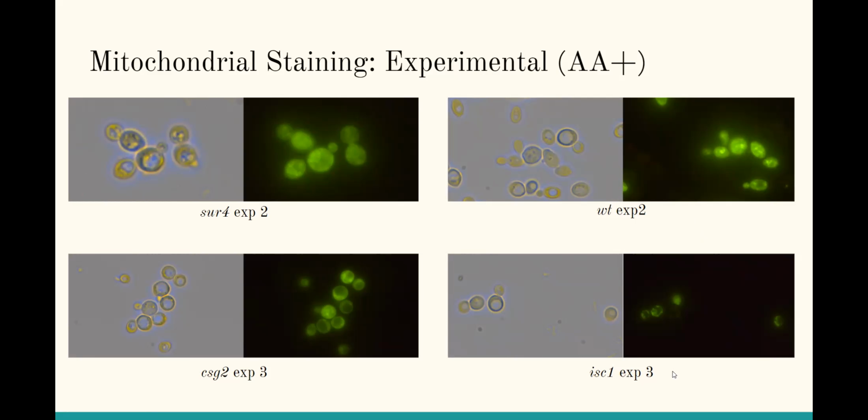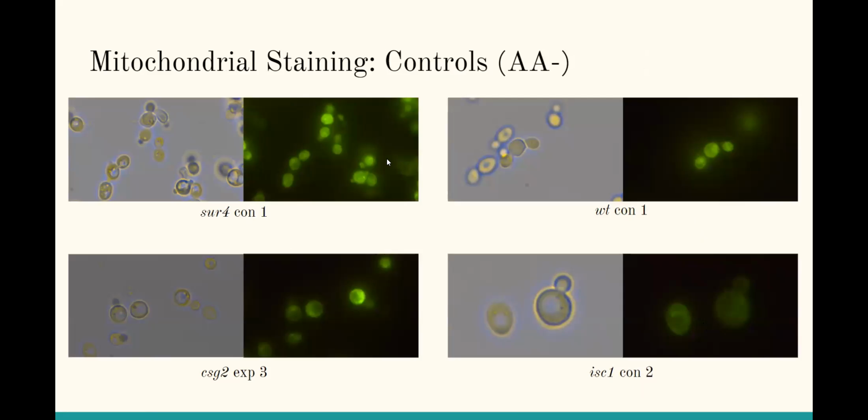Wild type, we saw some small punctate mitochondria here, all throughout here. And then ISC1, we also saw some filamentous, which was interesting. You can see how they're kind of connected. It looks a little bit like a web. You can see that here as well.